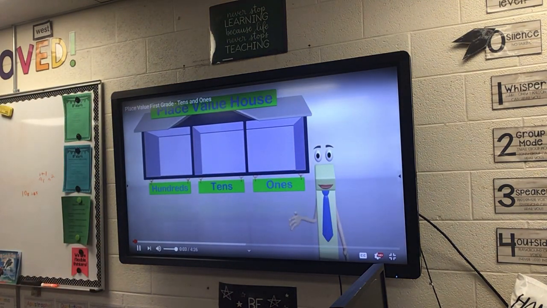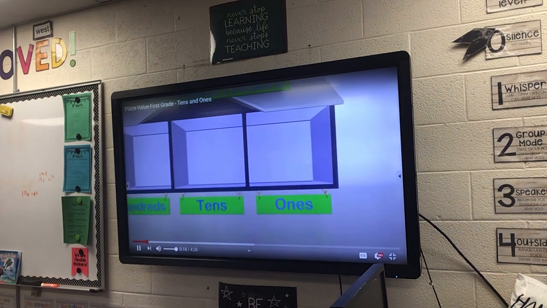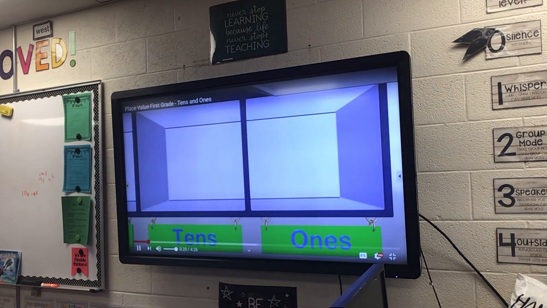Hello kids, and welcome to the Place Value House. Today we are talking about ones and tens. I have here a Place Value House that has spots for ones, tens, and hundreds. We will only be talking about the ones and tens today. Here we have the tens and ones places. There are rules in this house that have to be followed, and one of the rules is that you can only have one digit in each room. A digit is any number from 0 to 9.